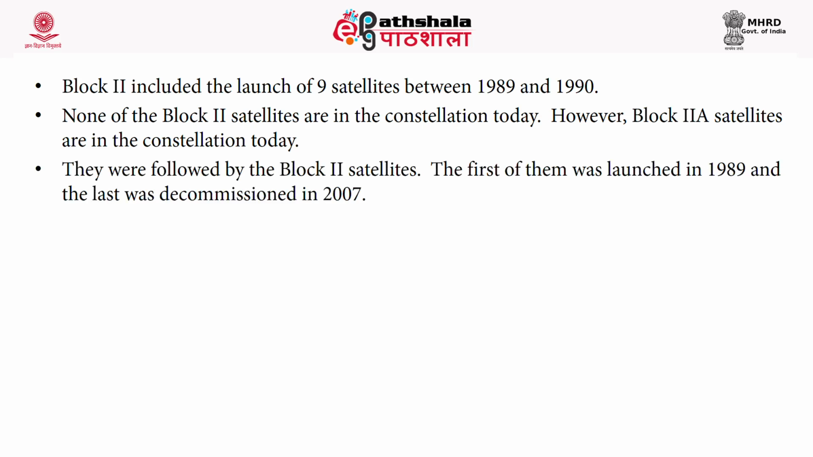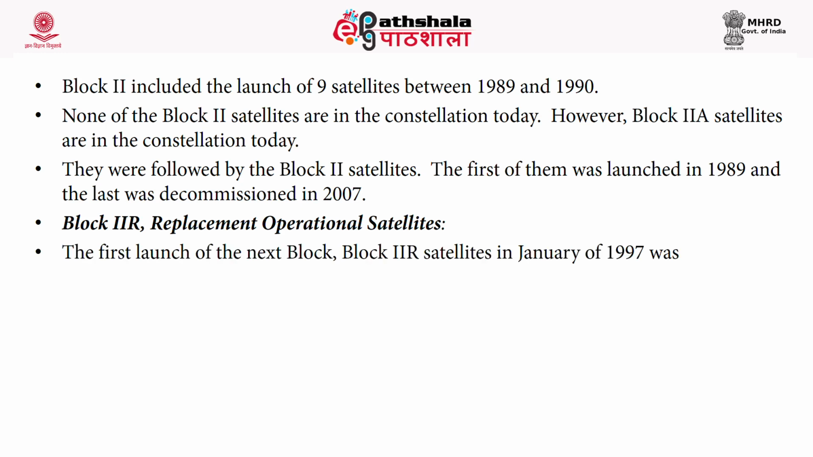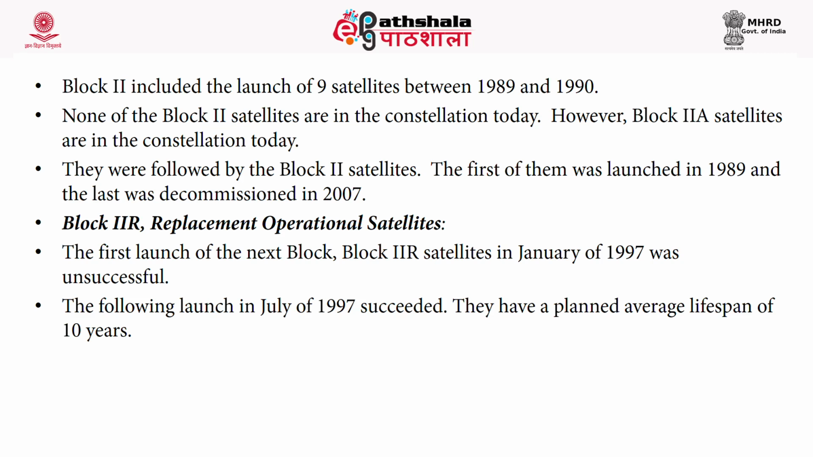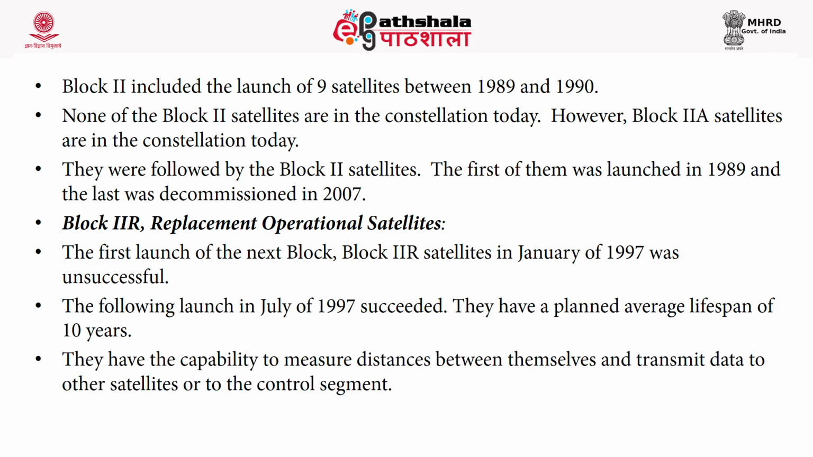They were followed by Block 2R satellites. The first of them was launched in 1989 and the last was decommissioned in 2007. The next one is Block 2R, that is the replacement operational satellites. The first launch of Block 2R was in January of 1997 and it was an unsuccessful attempt. The following launch in July of 1997 succeeded, and these satellites have a planned average lifespan of about 10 years. They have the capability to measure distances between themselves and transmit data to other satellites or the control segment.